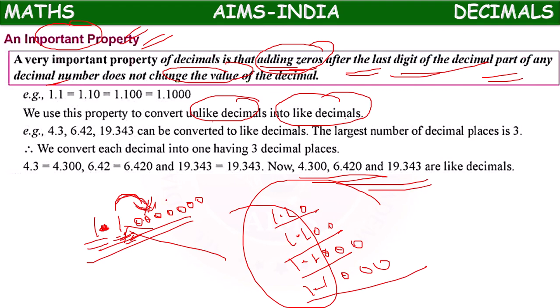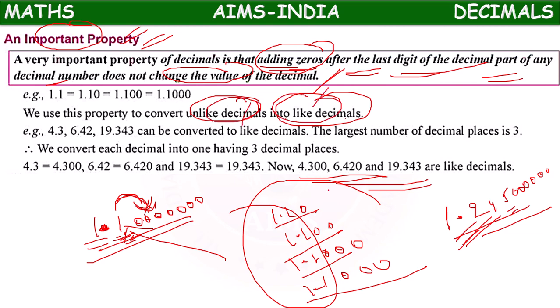Okay. So what is the use of this property, children? In a decimal number, suppose this is 1.245, after the last decimal place any number of zeros we can add, but its value does not change. So what is the use of this property? It is used to convert unlike decimals to like decimals, so that their addition, multiplication, or subtraction will be easy.